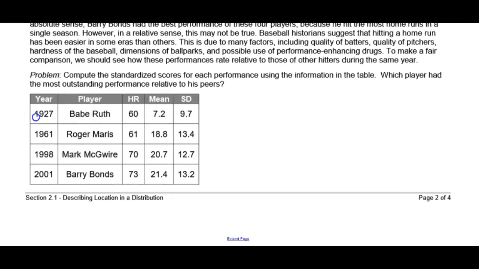Go. Folks, one thing I want to comment about this example, each of these years is a different distribution. So we have a mean and standard deviation for those different distributions. The z-score for Babe Ruth is 60 minus 7.2, all divided by 9.7. That value is 5.443. Let's go ahead and grip it and rip it through the rest of these.